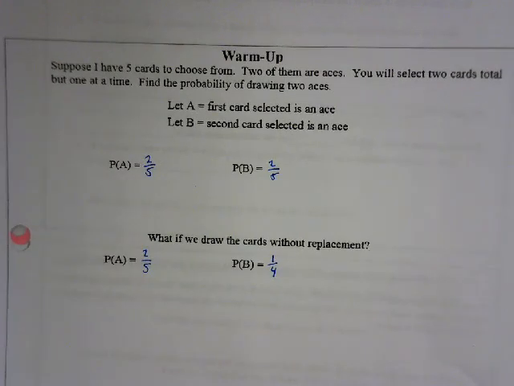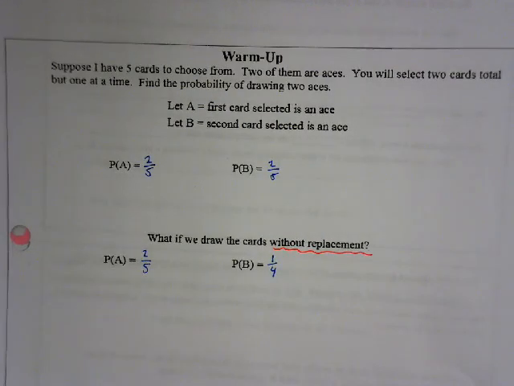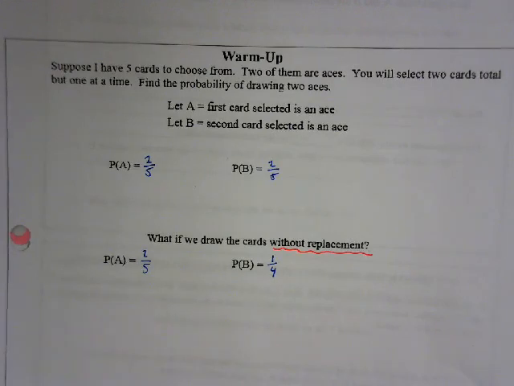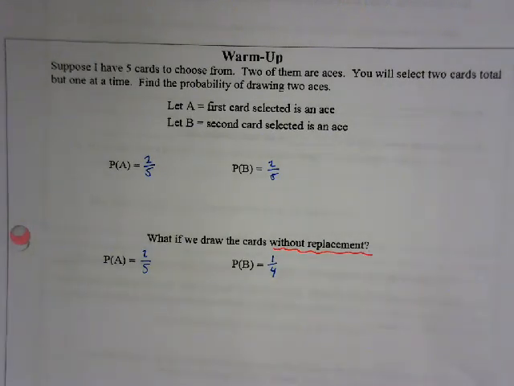Probability the first card is an ace is 2 out of 5. We put the card back. Probability we draw an ace again, still 2 out of 5. If we did it without replacement, probability the first card's an ace, 2 out of 5. We keep the card out, so then the probability the second card is an ace is 1/4.